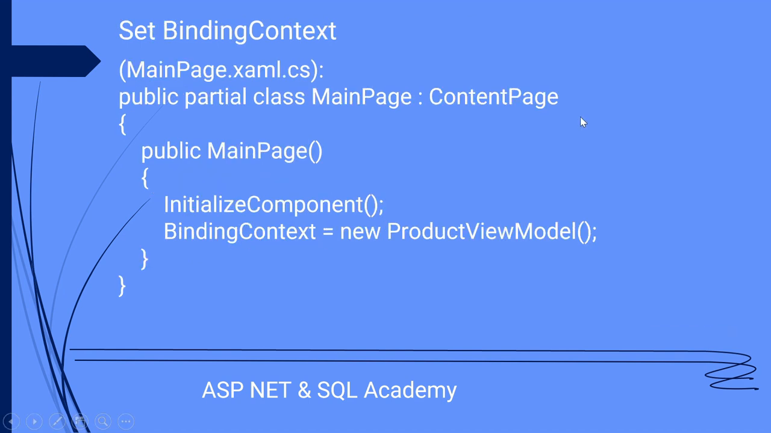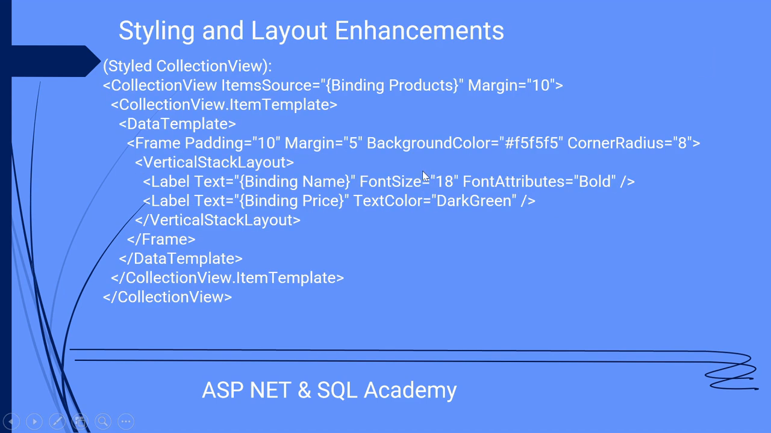As always, set the binding context in your code behind to connect your UI with the view model. Use frames, colors, and layouts to make your list visually appealing and easier to scan.